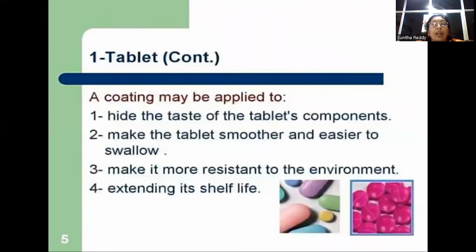And we always do some coating of the tablet, because the coating is required to mask the taste of the actual API, give a smoother and easier swallow, and also make it more resistant to the environment, extending its shelf life.